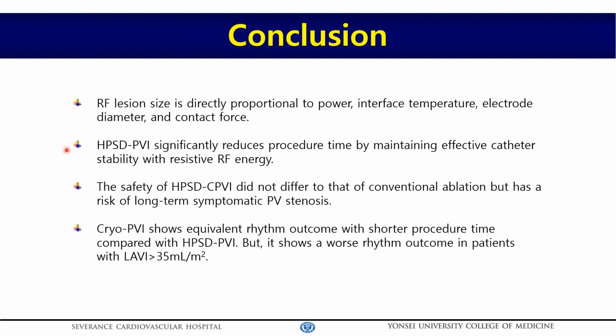So in conclusion, ladies and gentlemen, RF lesion size is directly proportional to power, interface temperature, electrode diameter, and contact force. Hypershort duration PVI significantly reduces procedure time by maintaining effective catheter stability and resistive RF energy. The safety of hypershort duration PVI did not differ from that of conventional ablation, but it has a risk of long-term symptomatic PV stenosis. Cryo PVI shows equivalent rhythm outcome with shorter procedure time compared with hypershort duration PVI. However, it shows a worse rhythm outcome in patients with LA volume index over 35.